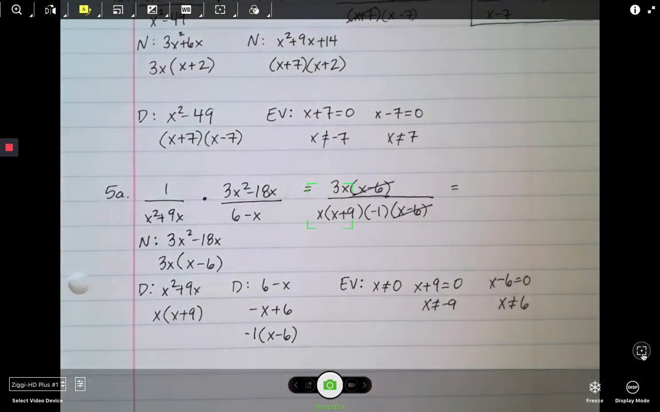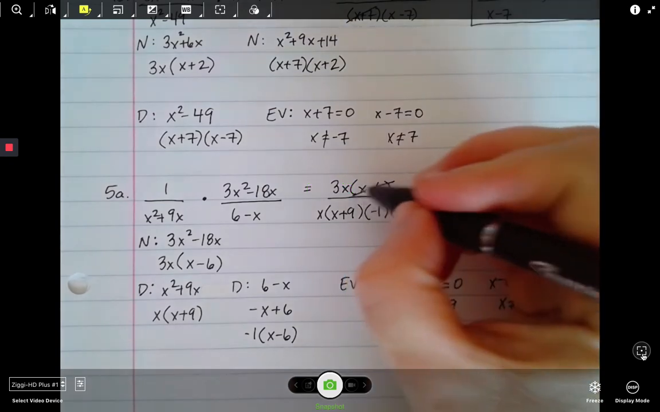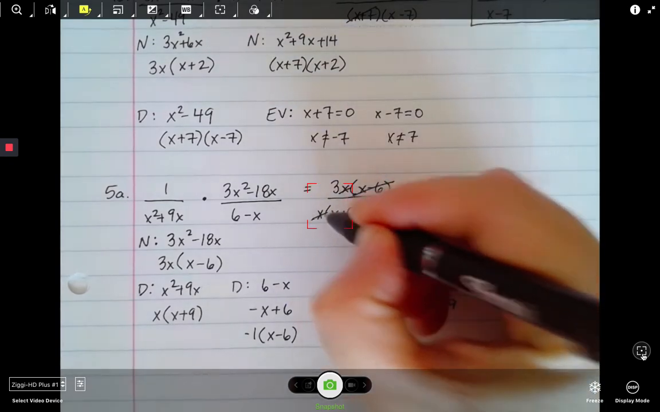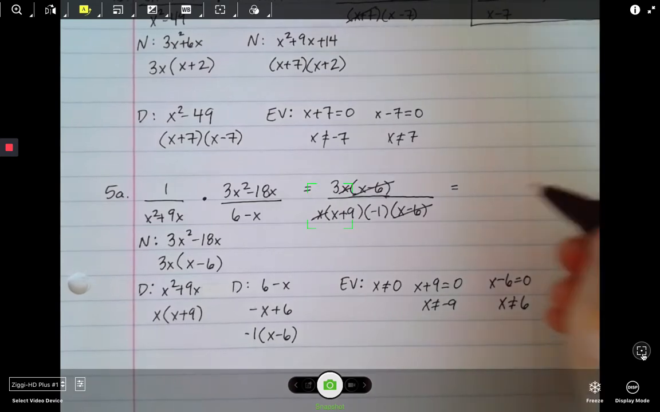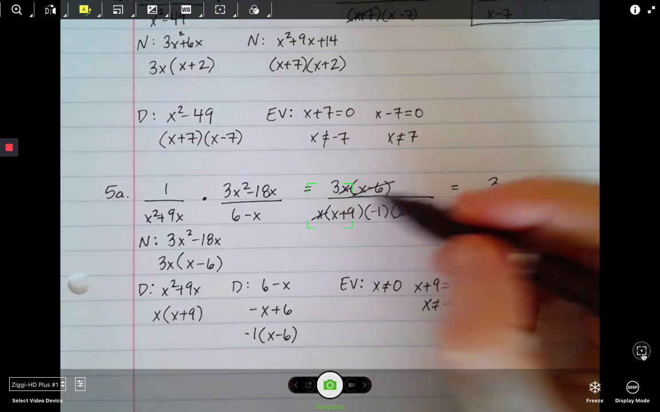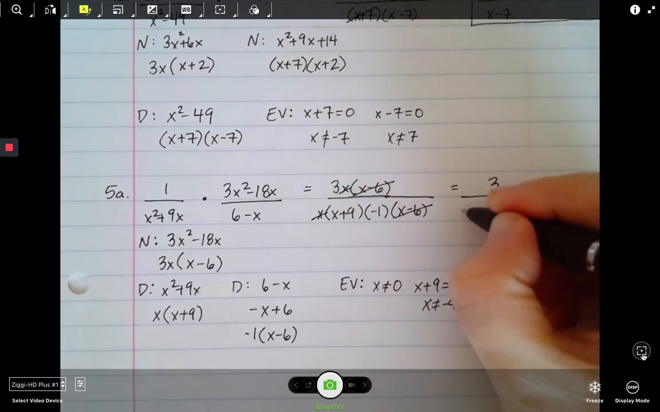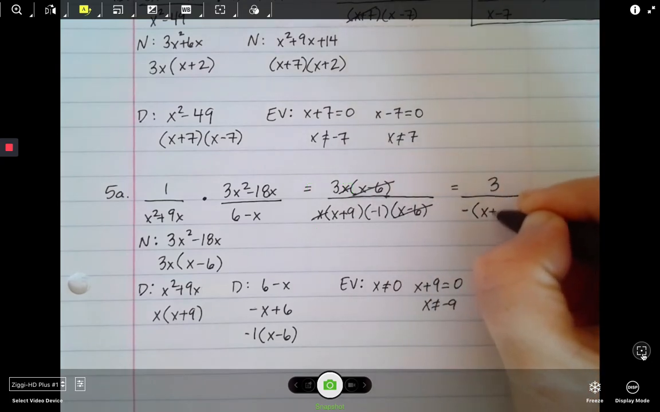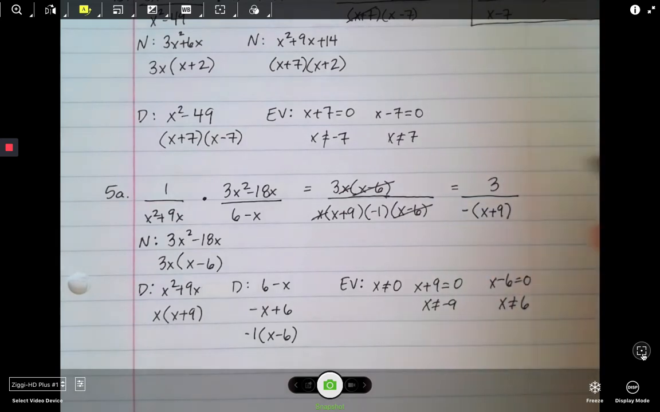Cancel out, cancel out. Look, we got x's too. I can cancel those out. So now I'm just left with 3 in my numerator. Negative 1 times x plus 9, so we can just say negative x minus 9. X cannot equal 0, negative 9, or 6.